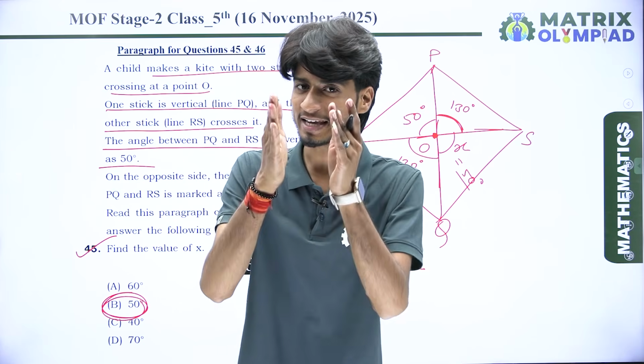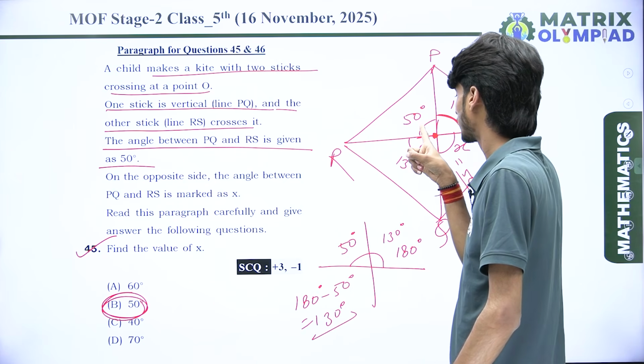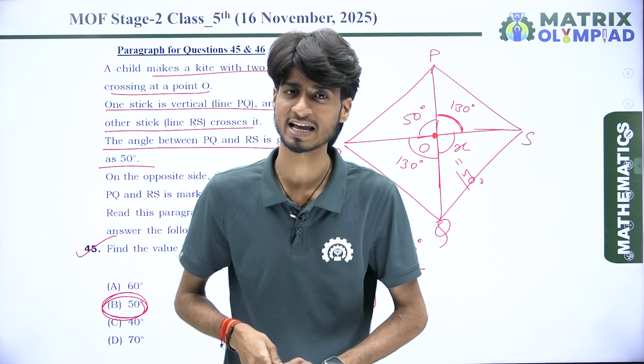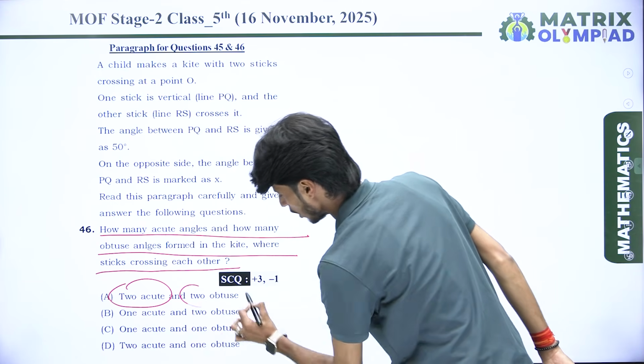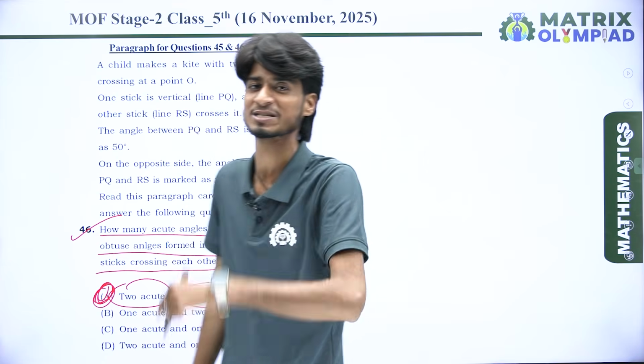So we can say that at the intersecting point we have 2 acute and 2 obtuse angles. So let's see the options: 2 acute and 2 obtuse angles, and option A is correct for question number 46. Let's come to the next question.